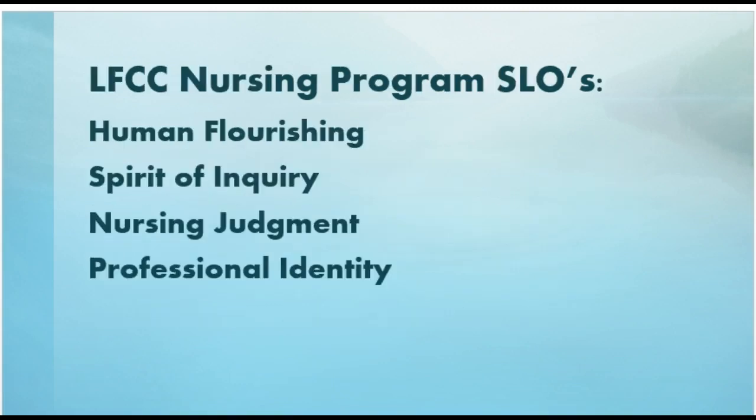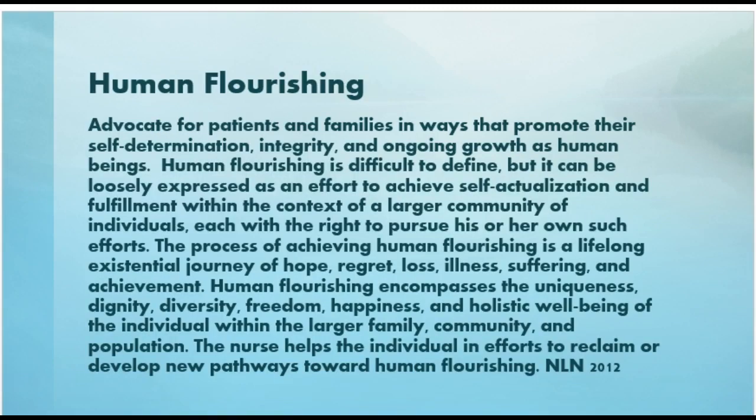So our student learning outcomes are broken into 4 categories, and they're listed here. And some of you are probably reading human flourishing. What the heck is that? It's defined on this slide. I'll give you a second to read it. Sometimes you'll have to write papers in some of your courses that say, give me an example of how you've accomplished human flourishing.